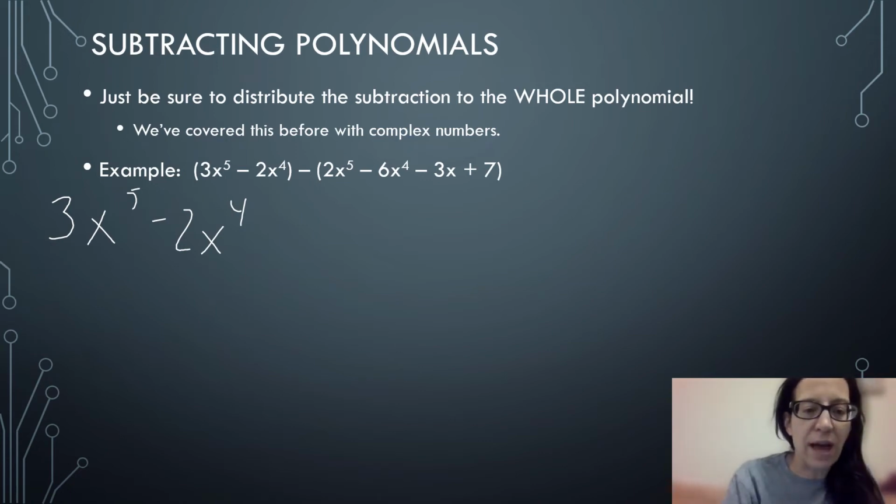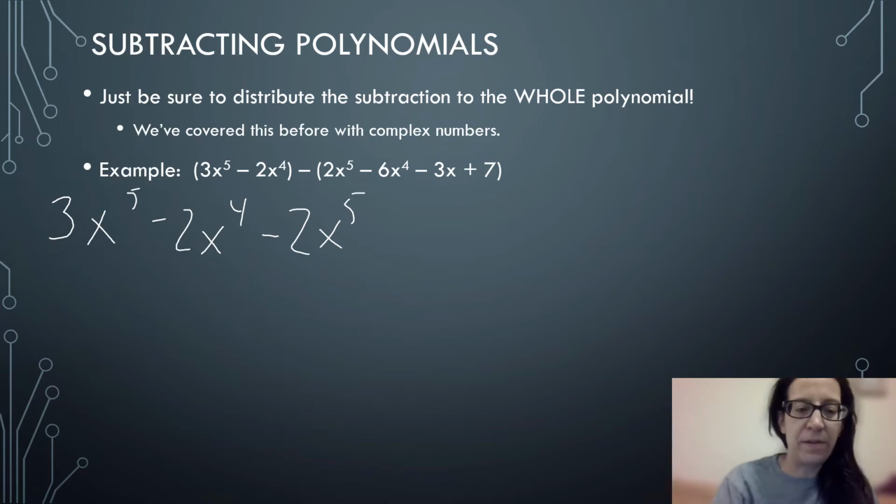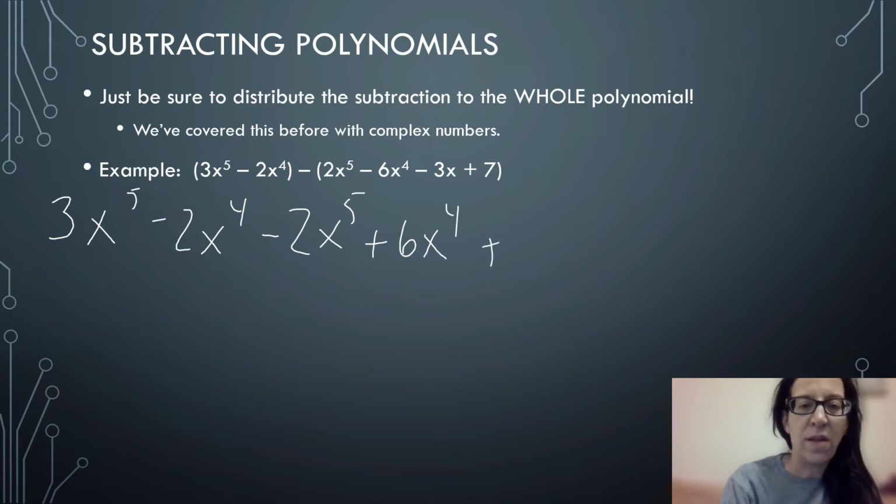So remember though that what I'm talking about here, this subtraction goes with the entire polynomial that follows. And so we're going to be subtracting 2x to the 5th. We're going to be subtracting negative 6x to the 4th. We're going to be subtracting negative 3x, and we're going to be subtracting 7. When you subtract a negative, the opposite of the opposite is the original expression, which in this case would be 6x to the 4th. And then we'll have plus 3x, and then we will have a minus 7.